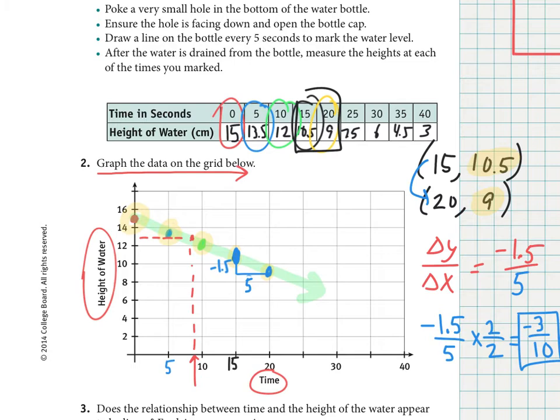Okay, the y-intercept always refers back to where we started. If we look, this thing started up there. When the x-coordinate was 0, the y-coordinate is 15.